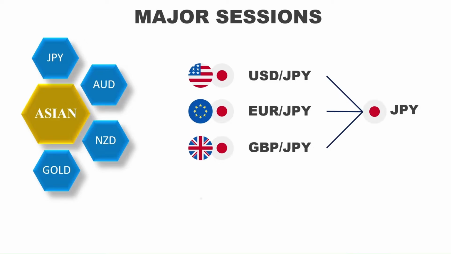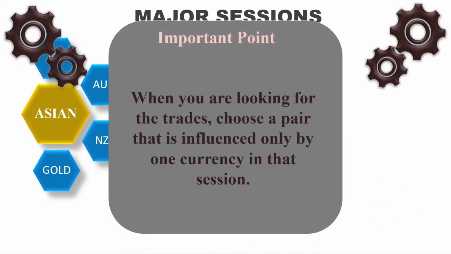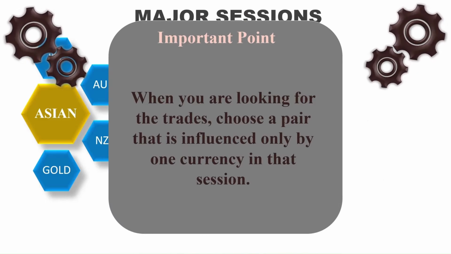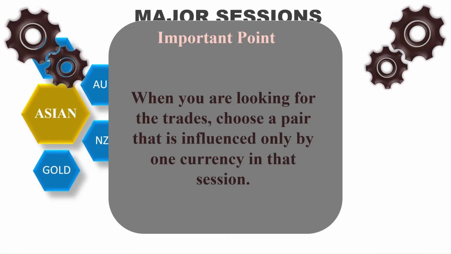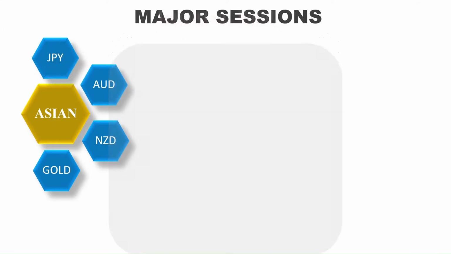But if you look at the Aussie dollar, you will notice that it may not move as the other 3 move during the Asian session. And the reason is that both AUD and JPY are being actively traded. So now you have a fight between 2 currencies. So here comes an important point. When you are looking for the trades, choose a pair that is influenced only by one active currency in that session. Like pound yen, euro yen, and dollar yen in Asian session.